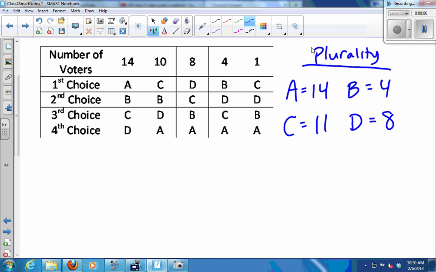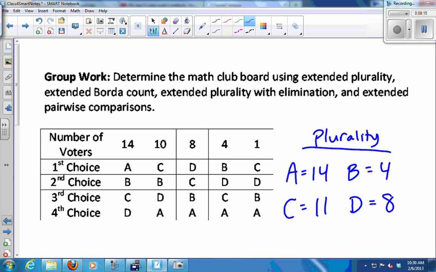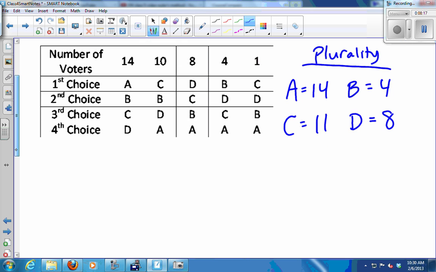A, C, D, B. So I'm going to go to the table at the end, and I'm going to do A, C, D, B. Okay. All right, so now I'm going to do Borda count.